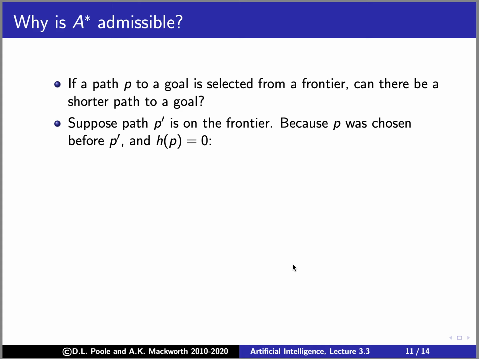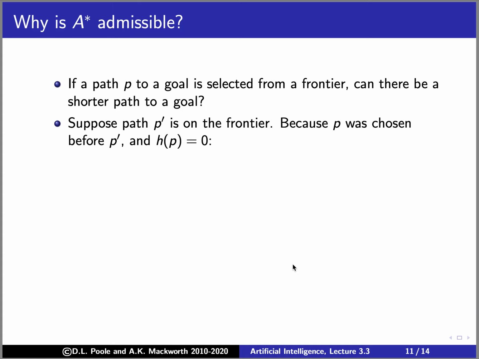You might think, well, maybe there's another element on the frontier that will lead to a shorter path. So let's show that cannot happen. So suppose there is another path on the frontier, P prime, and we want to know, well, is it possible that P prime actually leads to a shorter path to the goal than P?